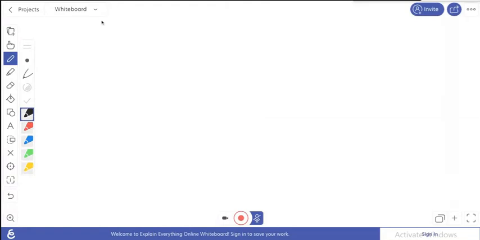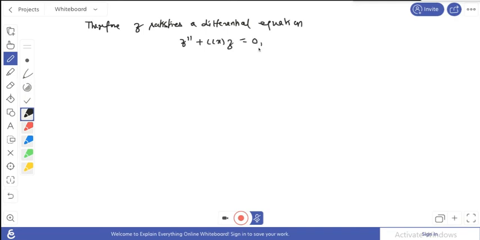Okay, so here therefore you can write here z satisfies the differential equation that is z double prime plus c of x z equals to 0, and here x is greater or equals to 0. Okay, so this result is similar to your equation b. What is equation b? Equation b is y double prime plus c x of y equals to 0. This is equation number b.